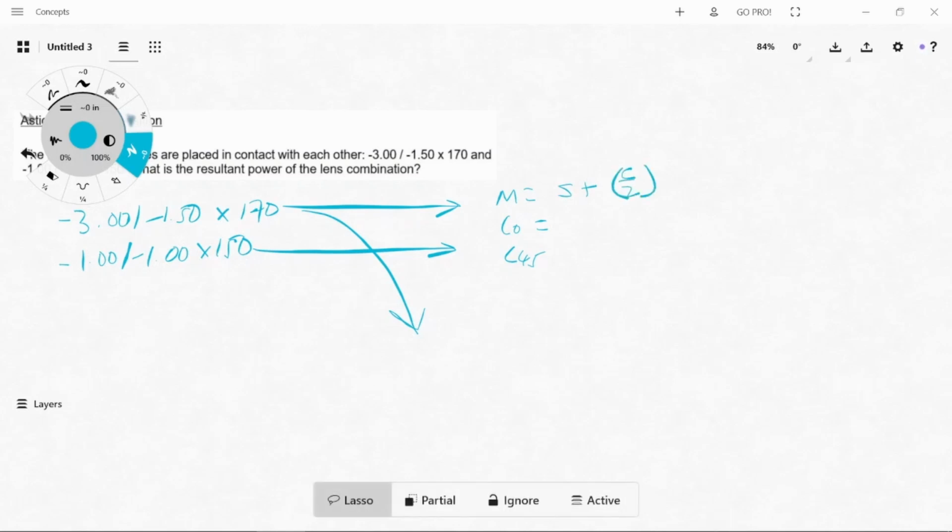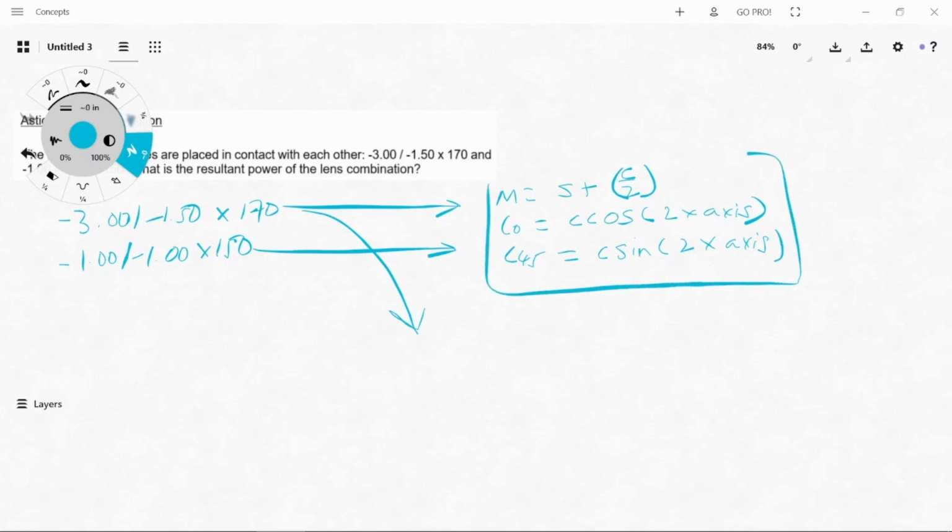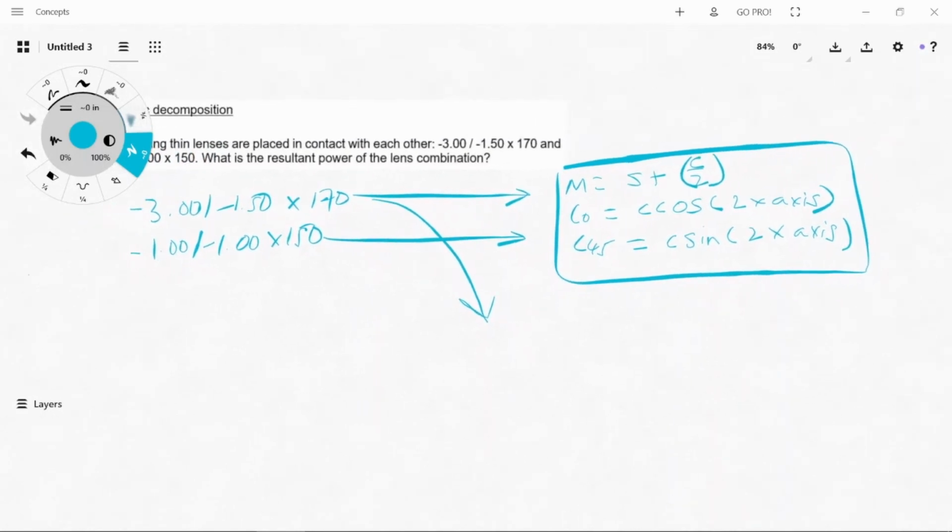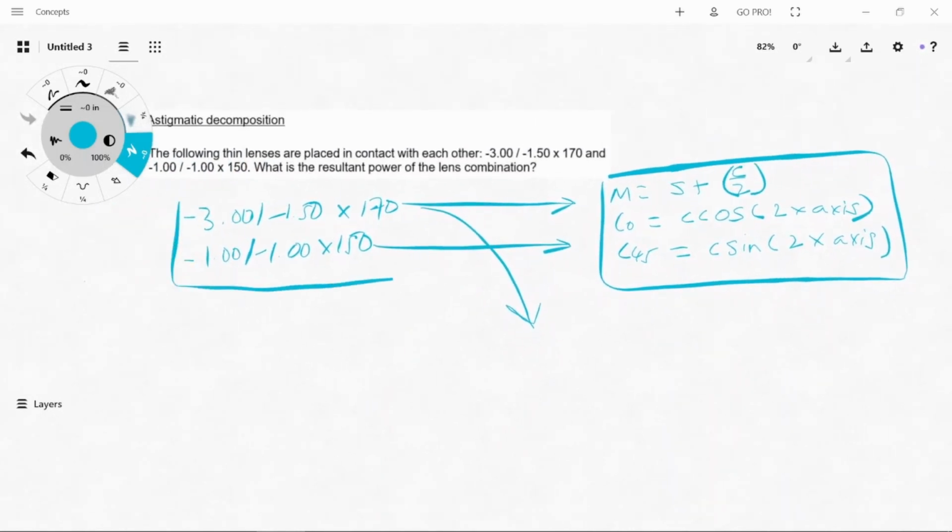C0 is the amount of with the rule and against the rule astigmatism. To work that out, you do C cos 2 times the axis. And C45 here is the amount of oblique astigmatism. And that's, again, C sine 2 times the axis. So these three formulas are essential to work out the M, C0 and C45 values, and we're going to do that for both of these prescriptions just here.